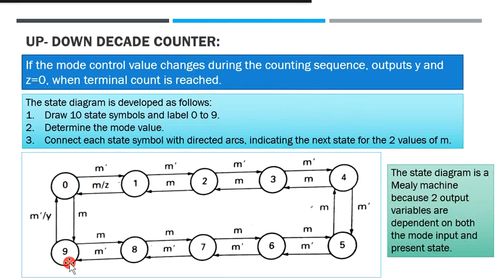To indicate the outputs for up counting, we have m dash slash y, and for the downward direction we have m slash z. So clearly the state diagram that is being specified is a Mealy machine because the two output variables are dependent on both the mode input signal and the present state. So this is with regard to the up-down decade counter.